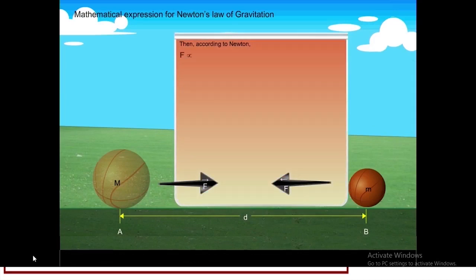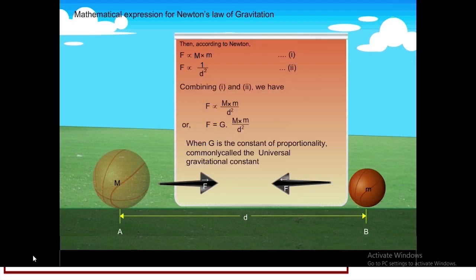Now, let there be a force F by which these bodies mutually attract each other. Then what Newton said was that the force of attraction between them is directly proportional to the product of their masses and is inversely proportional to the square of the distance between them. So, combining these equation 1 and 2, we have F is directly proportional to capital M into small m upon d square. This may also be represented by removing the sign of proportionality, converting it into is equal to, and then we multiply the right hand side with capital G, right.